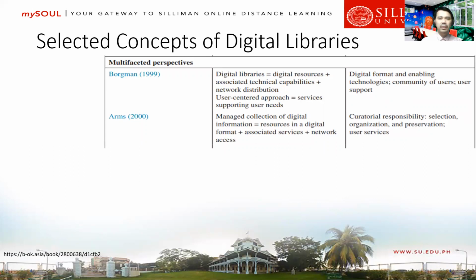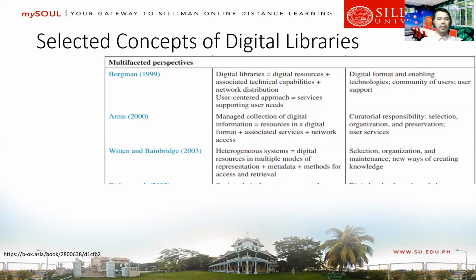Another perspective on digital library is by Arms in 2000, which emphasizes the network and the curatorial responsibility, such as being very careful and thorough in the selection, organization, and preservation of the content, and obviously the services to the user. In terms of components, the library comprises digital format again, associated services, and network access, similar to the previous perspective.